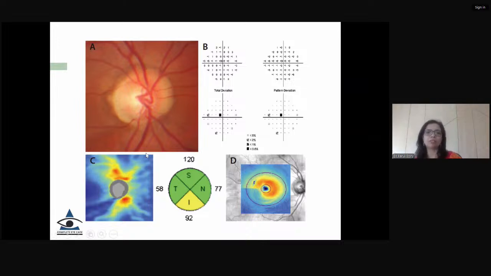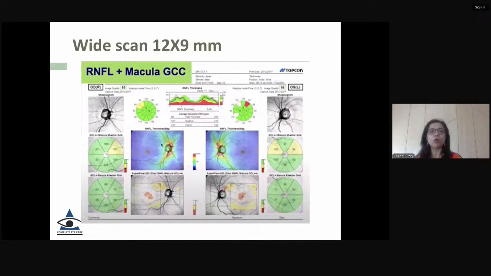Again, a similar example, you can see a nerve fiber layer defect in the inferior pole correlating very well with the loss of ganglion cells in the inferior part, and some subtle defect happening in the superior part, so something like a pre-perimetric glaucoma. Now we also have options of wider view where you can correlate.